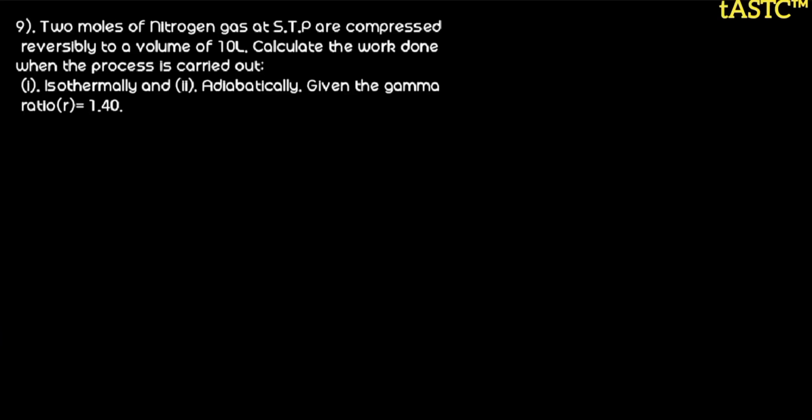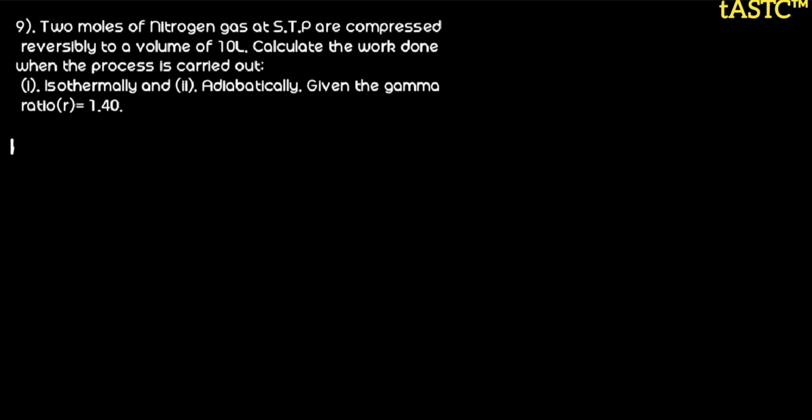Now here is the 9th question. So we just got one more question and then we'll be done with this video. We are asked that 2 moles of nitrogen gas at STP are compressed reversibly to a volume of 10 liters. Now we are required to calculate the work done when the process is carried out isothermally as well as adiabatically. Now we're given the gamma ratio that is equal to 1.40.